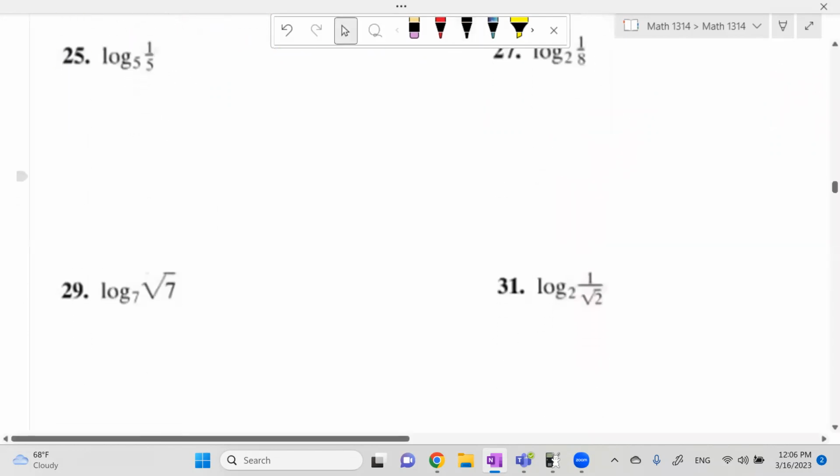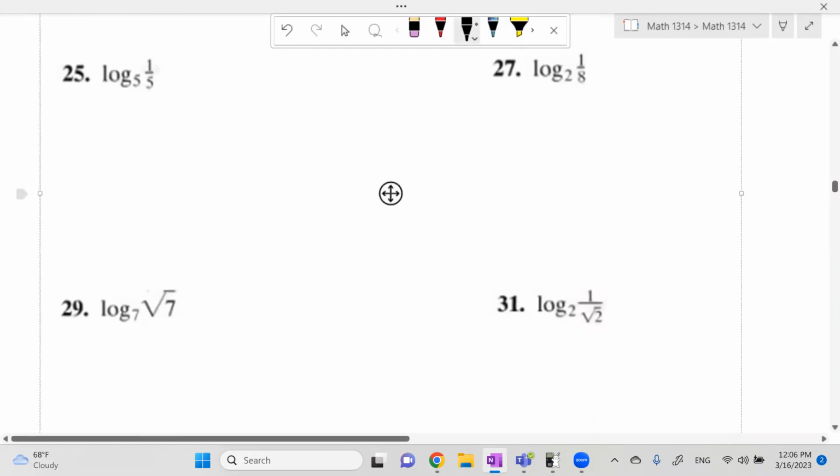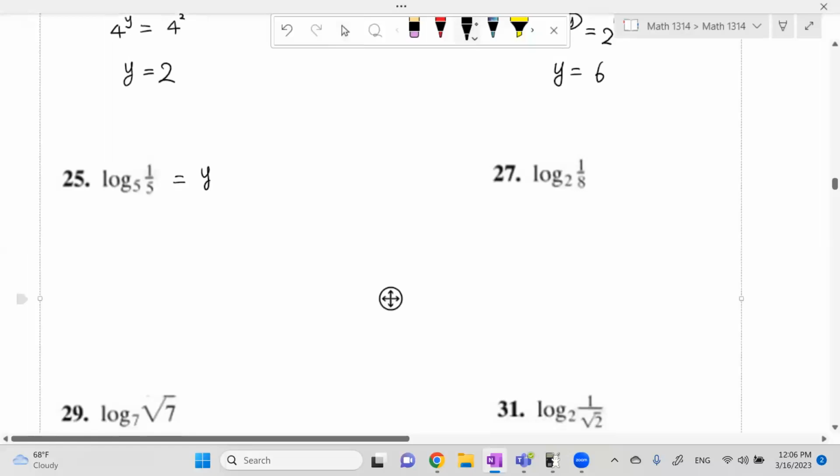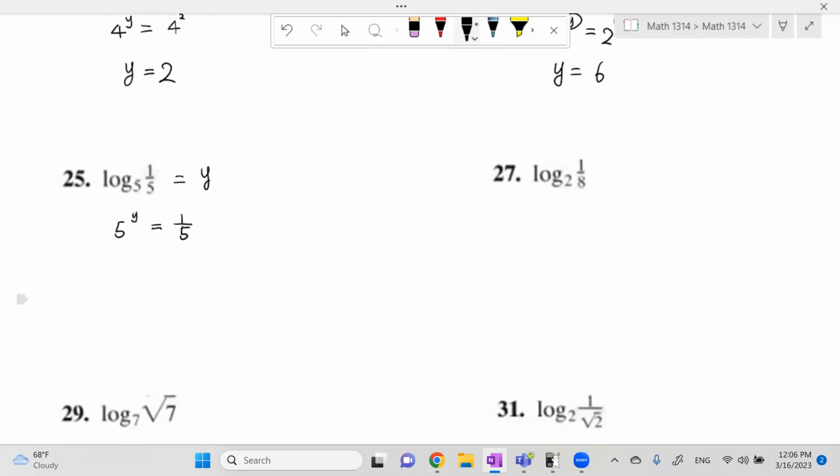Let's see the next one, 25. Log base 5 of 1/5. Assume this one equals y. 5 to the y's power equals 1/5. Can you convert 1/5 to base 5 raised to some power? Yes, we can. If we see 1 over something, that means the power is negative. So 5 to the -1. They have the same base 5. y equals -1.